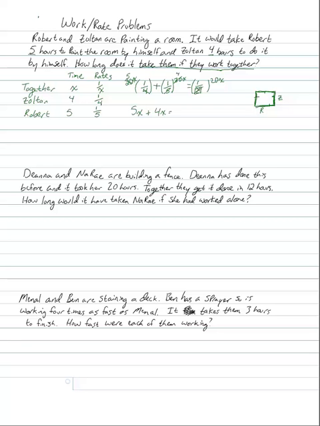And 1 over x times 20x. My x and my x should cancel, so equals 20. So I have 5x plus 4x equals 20, or 9x equals 20, or x equals 20 over 9.